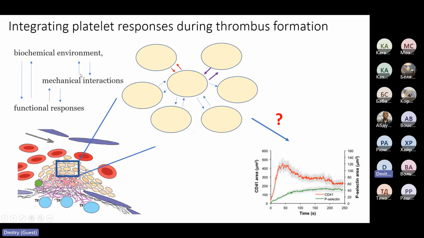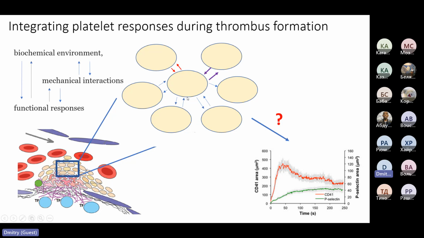But these mechanical interactions, in turn, also influence functional responses and the local biomechanical environment, because when platelets aggregate, the local flow fields change. So this is a very complicated process where all these things influence each other, and there is a crosstalk between platelets in terms of biochemistry, because, for example, they secrete different granules, and in terms of mechanics, because platelets can contract and change shape. To understand what's going on, it's important to integrate this platelet response during thrombus formation.